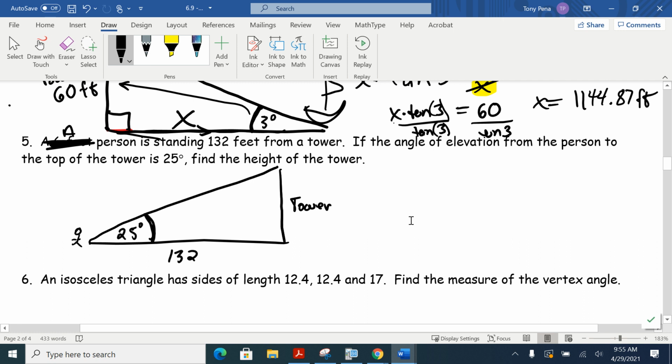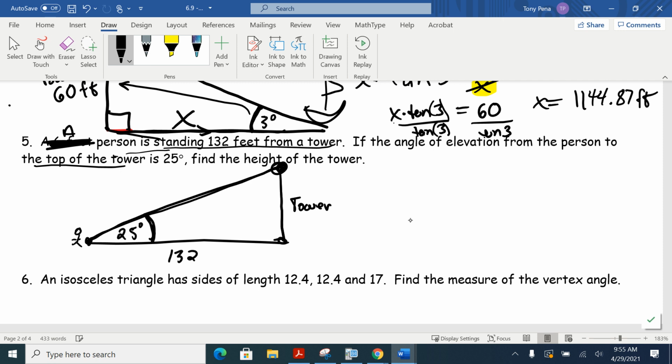Hopefully this is what we set up. You have somebody standing over here. He is standing, so he's on the ground. He's 132 feet from the tower. So here's my tower. And then we knew from the person to the tower, 132. His angle of elevation to the top of the tower, so him looking up to the top of the tower, is 25. The question is, how tall is the tower? So that's where we should have assigned our variable here.